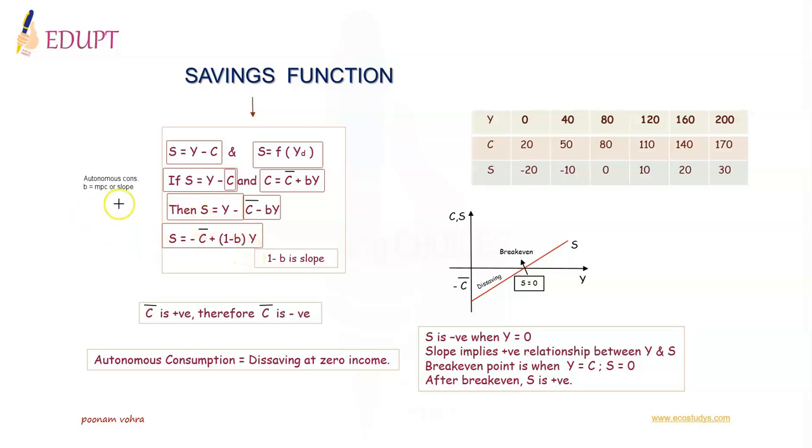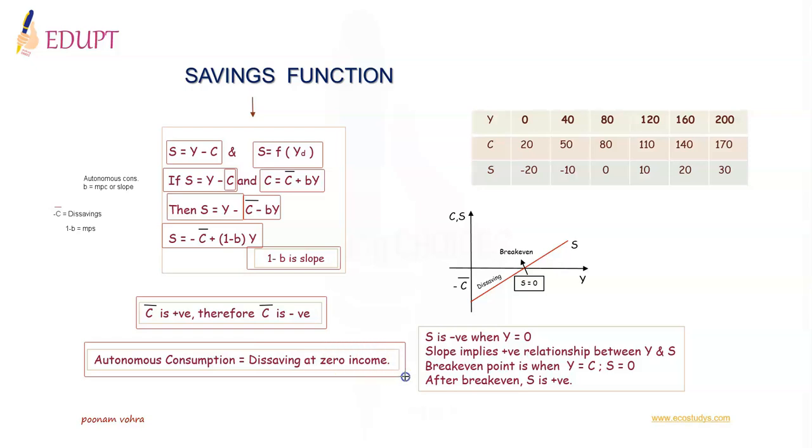Why is it so? Simply because if C bar is autonomous consumption, then minus C bar is dis savings. And if B is marginal propensity to consume, then 1 minus B would be marginal propensity to save. One can then conclude that autonomous consumption is positive, and autonomous savings is negative, implying that autonomous consumption is equal to dis savings at zero income.